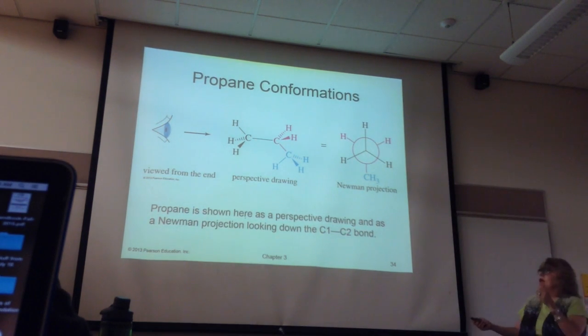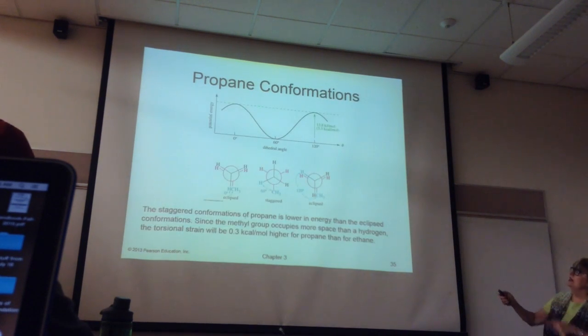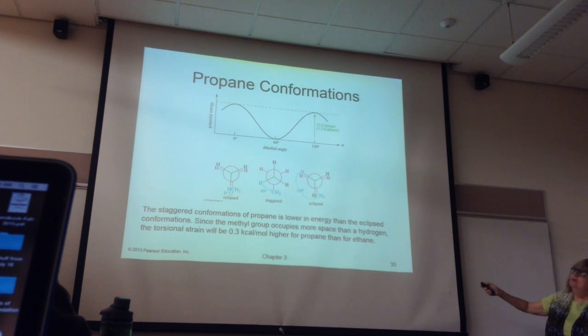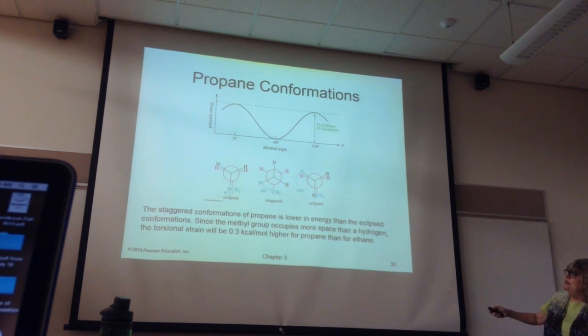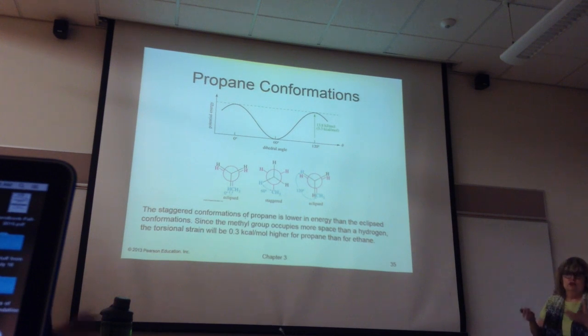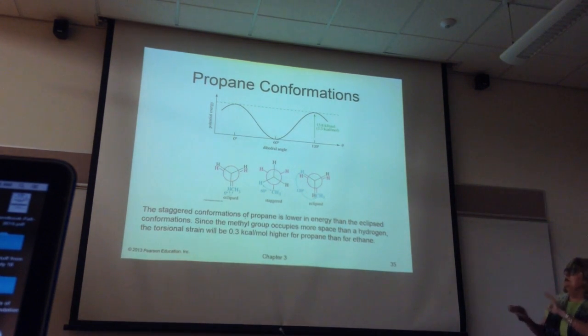When I do the energy diagram, it is called an energy diagram, and it's plotted against the dihedral angle. Take a look at what happens. 3.3. Is everybody seeing that it's 3.3? So having a hydrogen eclipsing a methyl really increases the torsional energy by 0.3 kilocal per mole. So the bigger the groups, of course, the higher the torsional energy to keep you in that eclipsed conformation.